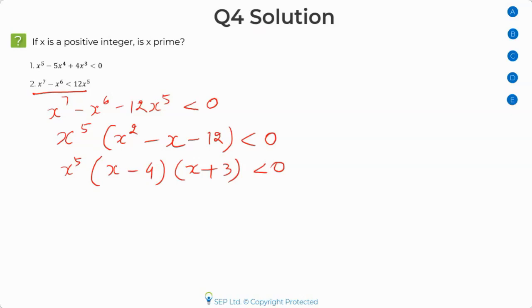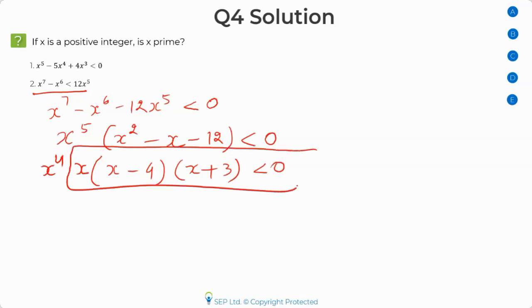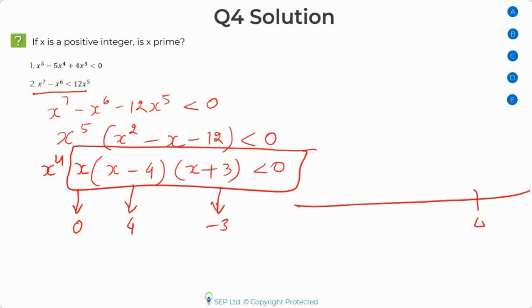So this is how I factorize this expression. And again, I will write it as x to the power 4 into x, because again, x to the power 4 is always going to be positive. So I'll just ignore it, and I will just focus on this expression. Now let's look at the 0 points. The 0 point for this factor is 0. The 0 point for this factor is 4. The 0 point for this factor is -3. So I'll plot the number line. I'll plot the 0 points. And I will then look at the curve's value.